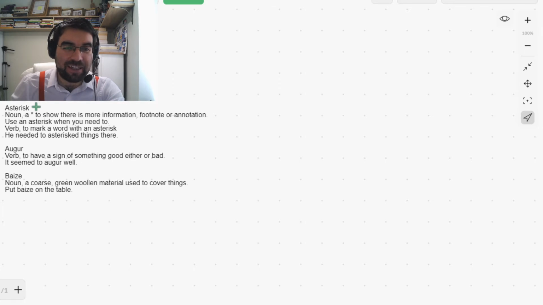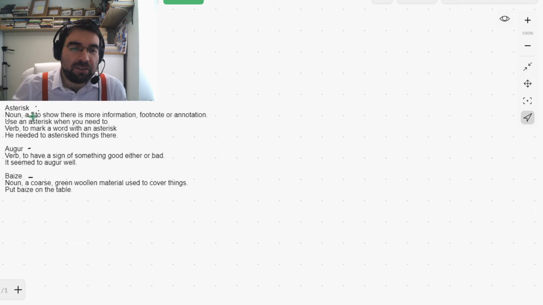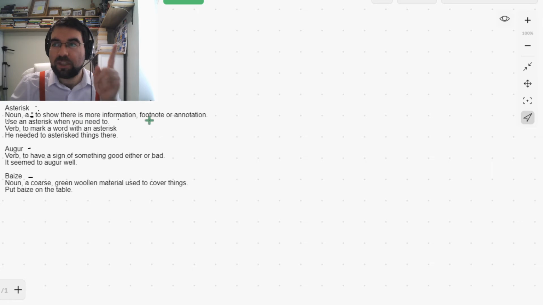Alright, so let's look at asterisk, augur, and baize. So asterisk. Noun. A little dash, a little star like that, to show there is more information, a footnote or annotation. Use an asterisk when you need to.